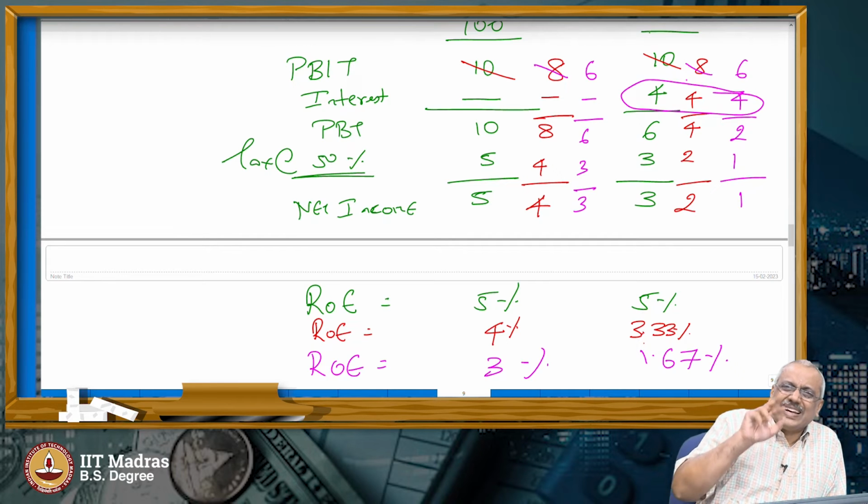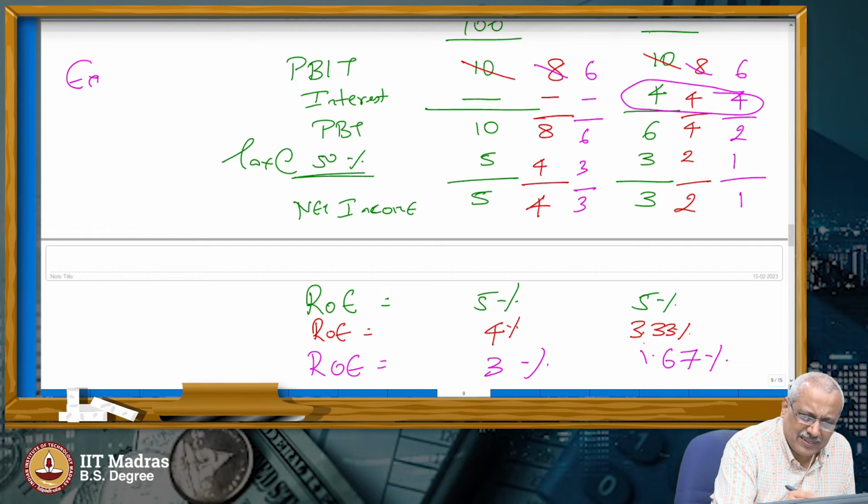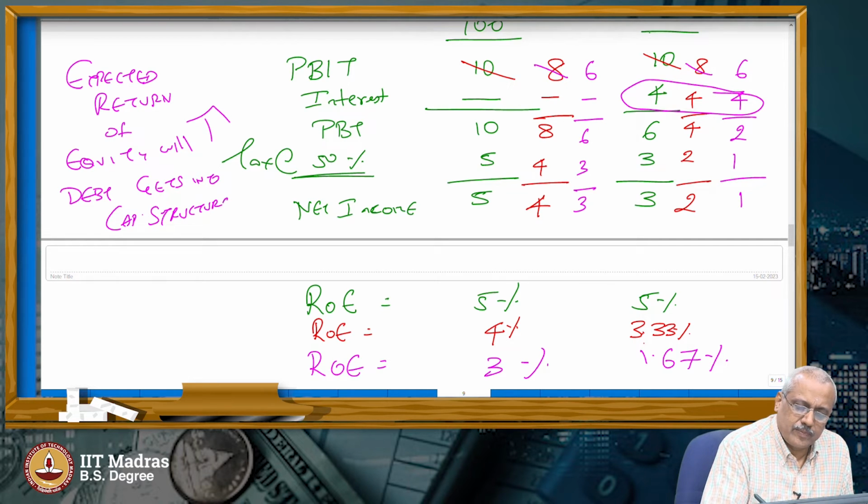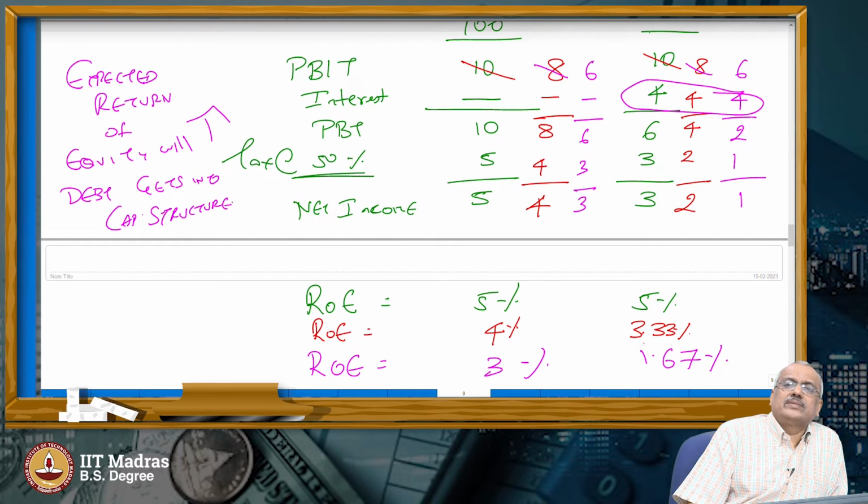So what is happening? The risk of equity holders is higher the moment debt is there in the capital structure, or the moment the debt component creeps into the capital structure. So what happens? The expected return of equity will increase as debt gets into the capital structure.